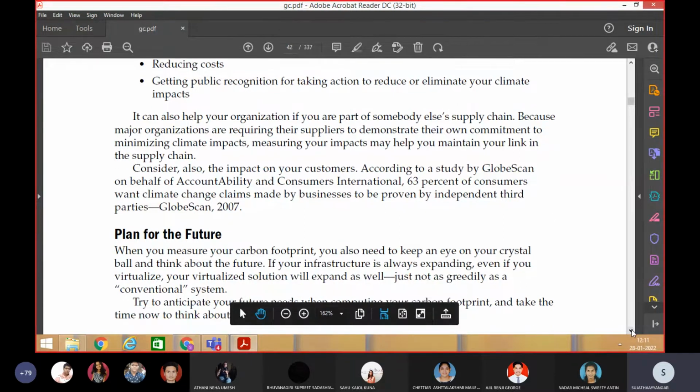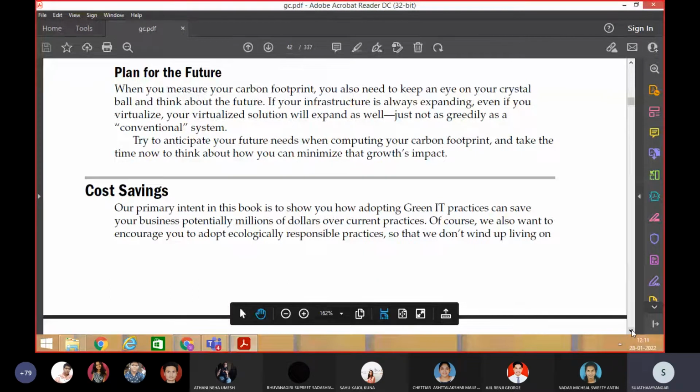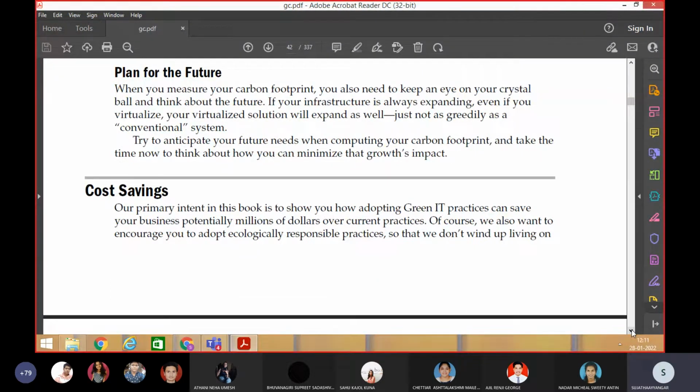Next, plan for the future. When you measure your carbon footprint, you also need to keep an eye on your crystal ball and think about the future. If your infrastructure is always expanding, even if you virtualize, your virtualized solution will expand as well, just not as greedily as a conventional system. Try to anticipate your future needs when computing your carbon footprint, and take the time now to think about how you can minimize that growth impact. So plan for the future, that is applicable to everything.